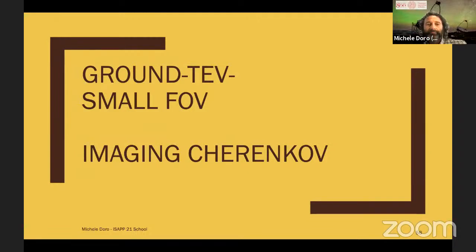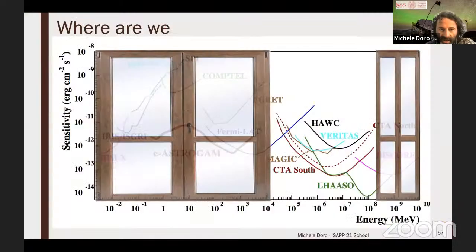So when we want to observe TeV photons, we have to go to the ground, and then we have to make telescopes. And the leading technique is called imaging Cherenkov. We are here now, we have TeV photons here, and we have HAWC, VERITAS, MAGIC, and CTA, and now LHAASO to discuss.